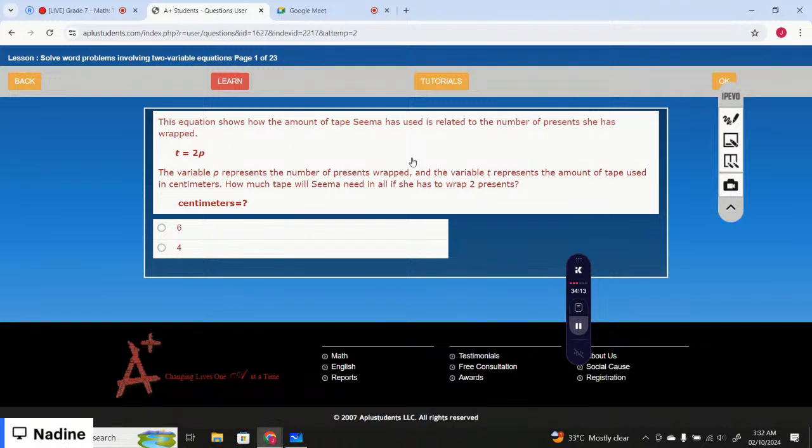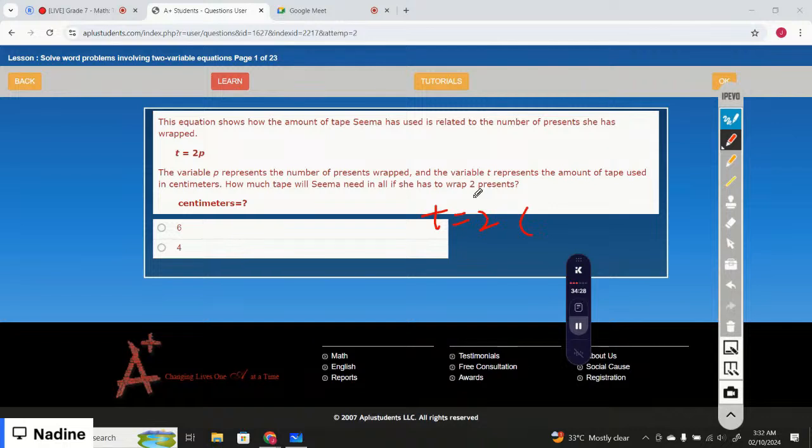How much tape will Seema need? That means you need to calculate the value of T if she has to wrap two presents. P equals 2, so replace the P with the value. T equals 2 times 2 presents, so 2 times 2 equals 4. That means if she wrapped two presents she used 4 centimeters of tape. The correct option is 4. Option number 2 is the correct option. Got it? That is 4.